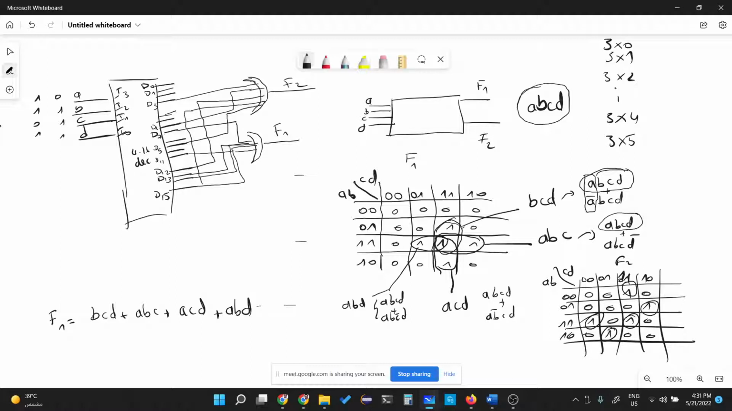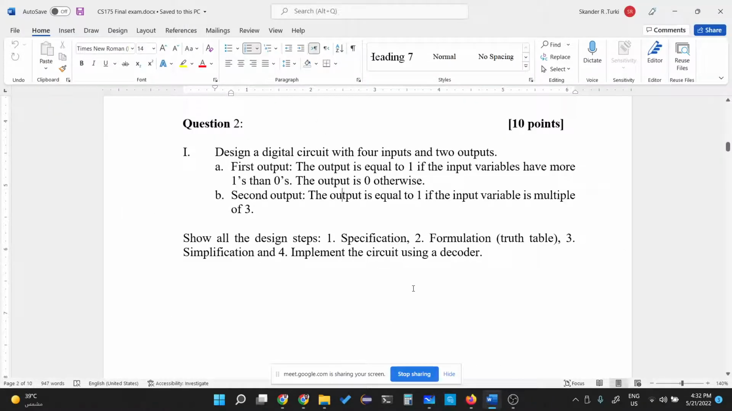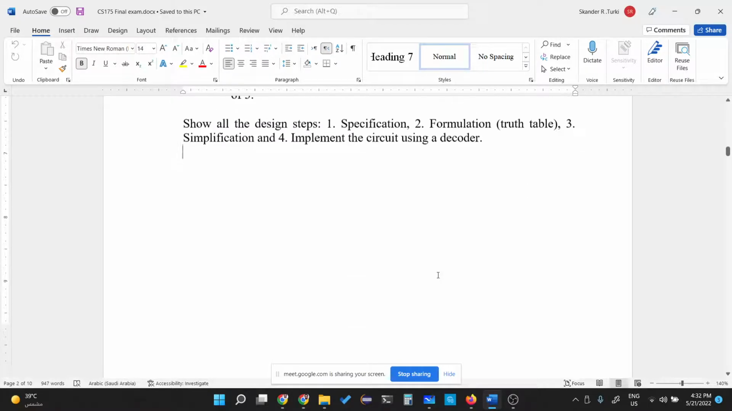Is it clear? Is it clear for you how we built this? Yes, it's clear. So with the decoder, you just need to OR the minterms. That's it. It's not very useful to have the function. The function combines the minterms in a more optimized way. With the decoder, you need to consider the minterms that are 1, all of them. Okay, so this was this exercise.